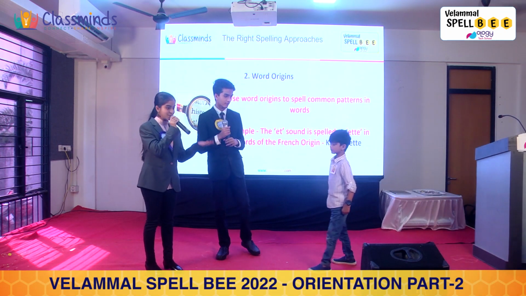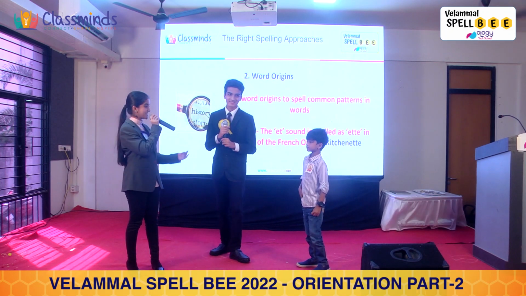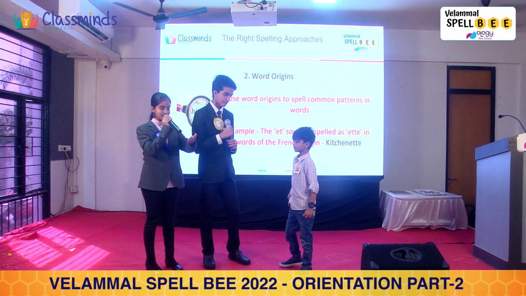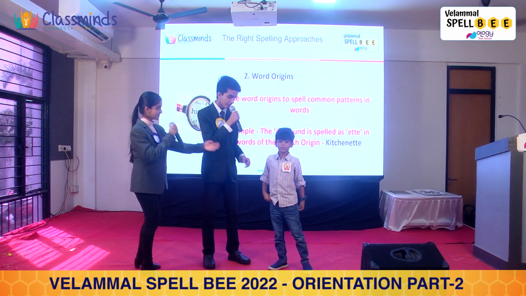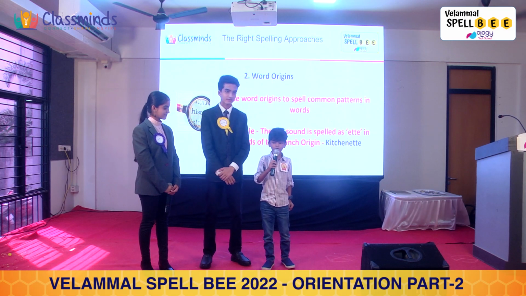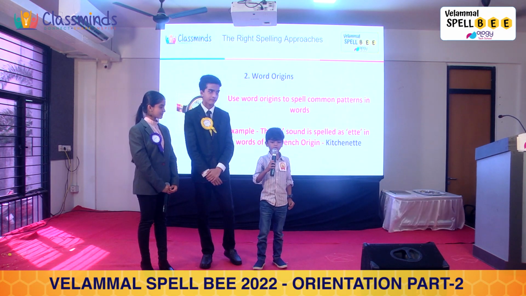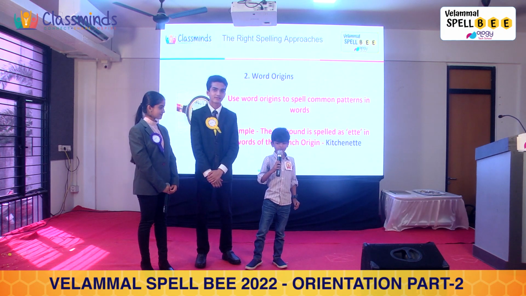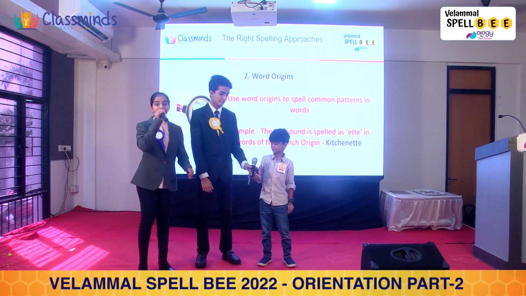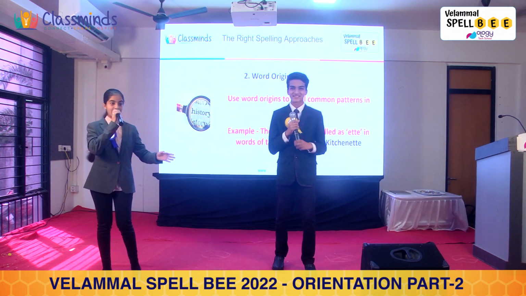And next we have Ishan, who is one of our students from Classminds. In fact, he was one of our youngest participants. Yes, Ishan, please introduce yourself to everyone and spell the word brunette. Go ahead. My name is Ishan. I'm in grade 2 from Campus K. The spelling of brunette is B-R-U-N-E-T-T-E. All right, can we have a huge round of applause for all of our students who came up?